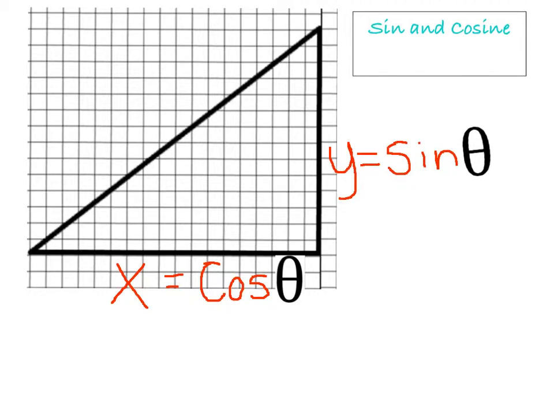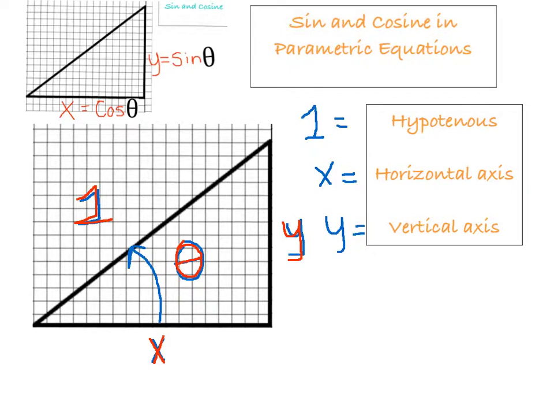Okay, so x is always going to equal the cosine theta. And this symbol right here represents theta. Same goes for the vertical axis. Y is equal to sine theta. Now, remembering that x equals cosine theta and y equals sine theta, now I'll explain to you sine and cosine in parametric equations.